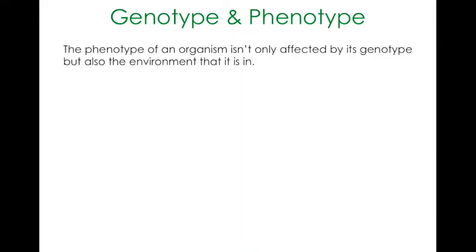The environment plays a really important role. So the phenotype of an organism isn't only affected by the genotype, but also the environment it's in, right? So we generally use the formula: the phenotype is the combination of the genotype and the effect of the environment. Now, what do I mean by environment in this case? The environment can be anything external to the organism. It doesn't have to be where the organism lives. It's what it is exposed to that also contributes to some of these traits, okay?